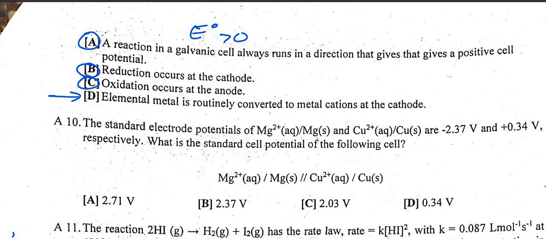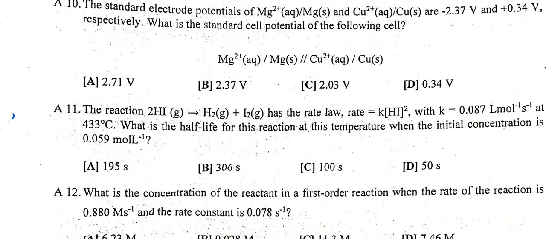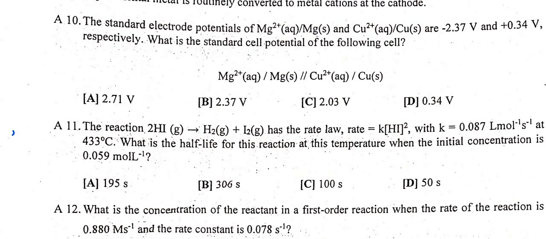And then look at the next question here. The next question, they're saying what? The standard electrode potentials of magnesium and copper are given. So they've given us the half equations, right? They want the standard cell potential of this. Can you attempt it before we do it together?